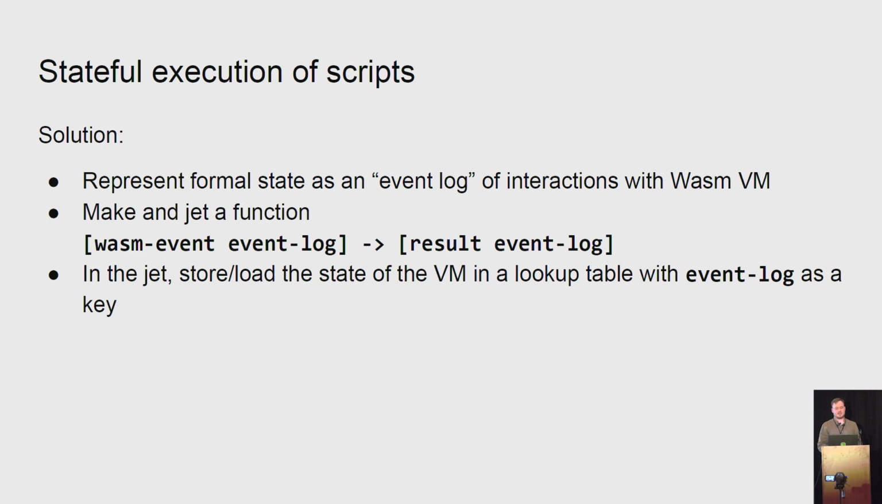But what the jet does is that it understands that the state of the WebAssembly virtual machine, even though it is not a noun, is still a pure function of the event log. So we can pack it into this fake noun and put it into a lookup table using the event log as a key. And so later, when we call this jet with a new event log, we can look up a value in that lookup table and basically continue.